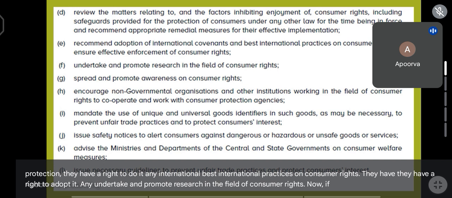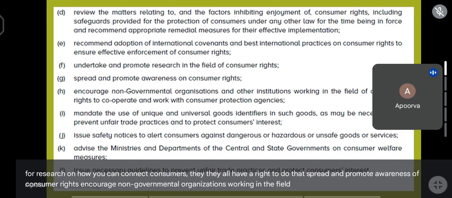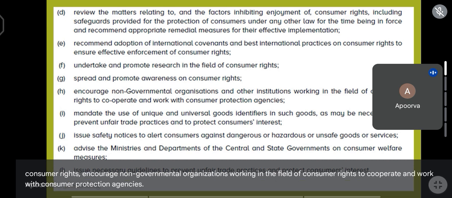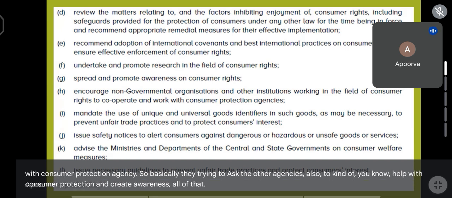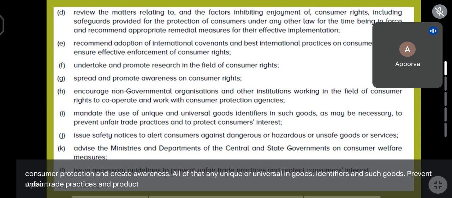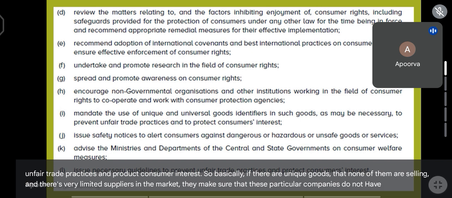Now, if there is an opportunity for research on how you can protect consumers, they also have a right to do that. Spread and promote awareness of consumer rights. Encourage non-governmental organizations working in the field of consumer rights to cooperate and work with consumer protection agencies. So basically, they're trying to ask the other agencies also to help with consumer protection and create awareness, all of that. Any unique or universal goods identifiers in such goods, to prevent unfair trade practices and protect consumer interest. So basically, if there are unique goods that none of them are selling and there are very limited suppliers in the market, we make sure that these particular companies do not have any unfair trade practices.